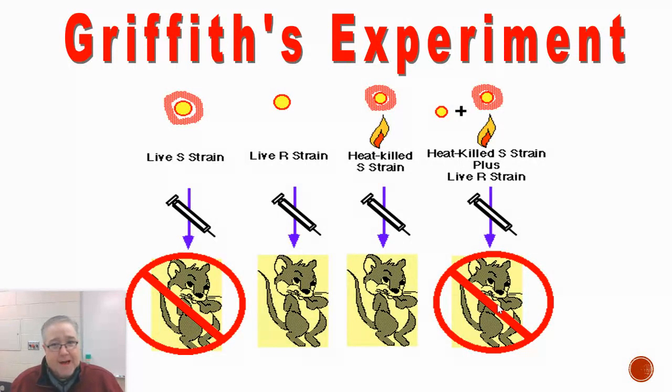And he thought this was kind of odd. He's like, well, why is it that these two things by themselves don't kill the mice, but when you put them together in the same syringe and inject them into the mice, the mice die? So Griffith was, I guess, baffled as to what was happening here.